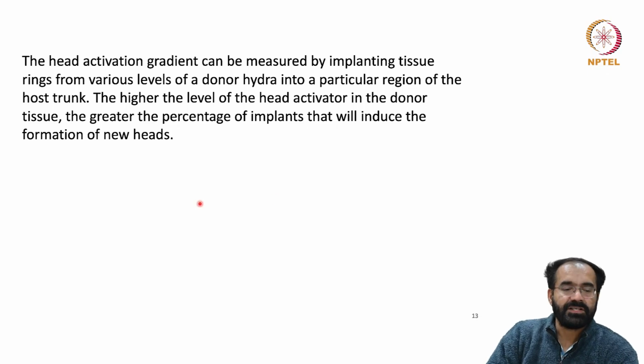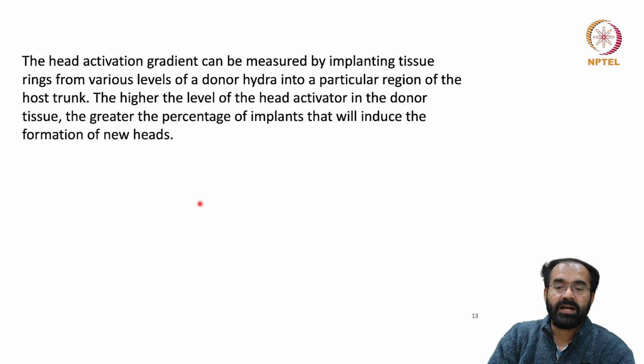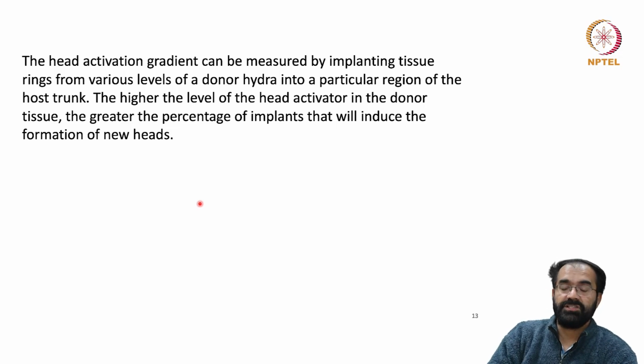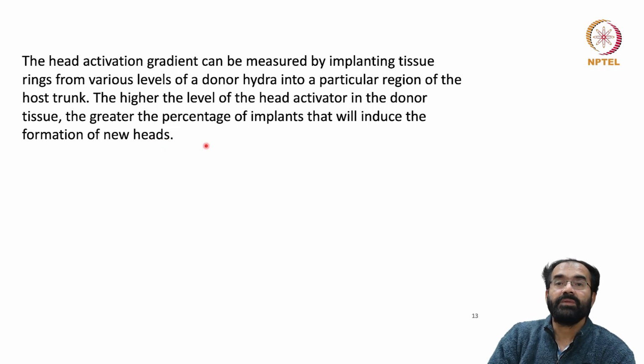The head activation gradient can be measured by implanting tissue rings from various levels of donor hydra into a particular region, wherever you want to, of the host trunk. The higher the level of the head activator in the donor tissue, the greater the percentage of implants that will induce the formation of new heads.